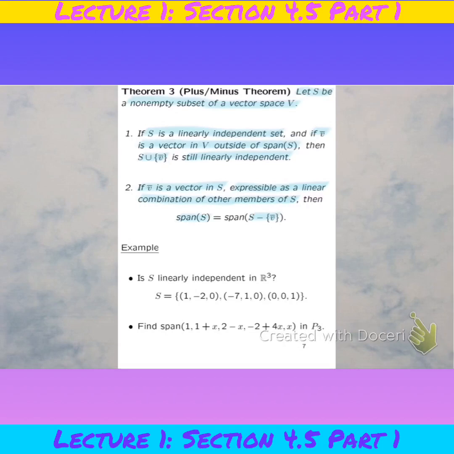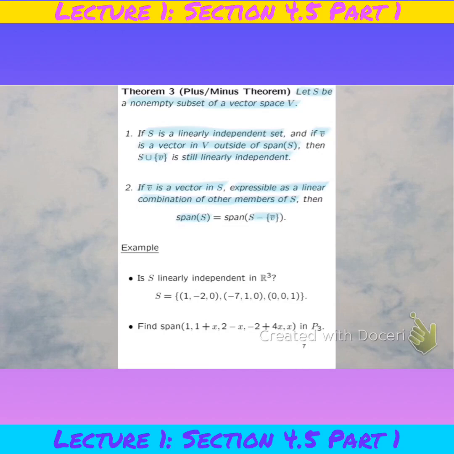So in the first instance, you can keep adding vectors to the set S, provided that these vectors lie outside of the span of S. And in the second one, you can keep removing vectors from S, and you will not influence the spanning set, provided that the vectors that you remove are linear combinations of other vectors in the set S.